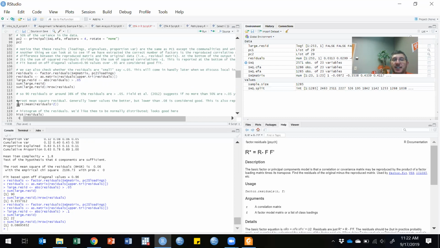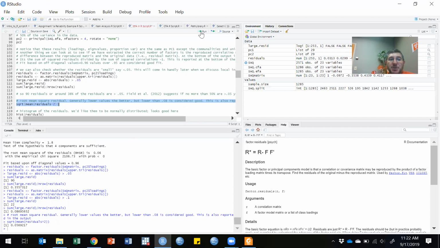You can get another estimate of it, basically the root mean square residual. So we take the residual, square it, and take the average of it. So this is another measure of fit. And typically the suggestions are less than 0.08 is generally considered good fit. Less than 0.05 is really optimal. Ours is a little above 0.05, but it's probably okay.